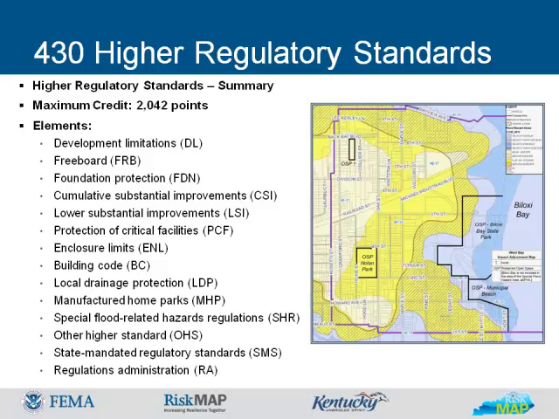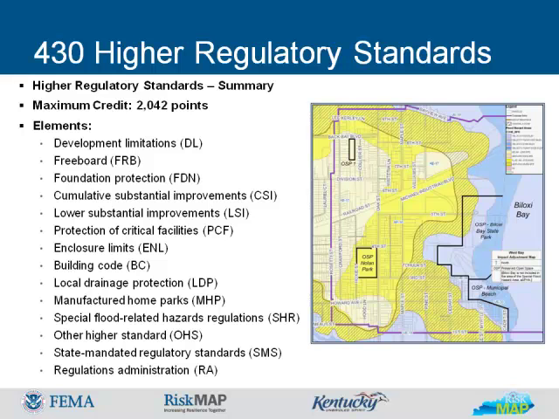For these reasons and the fact that local situations vary, many communities adopt development standards that are higher than or supplement the minimum NFIP criteria. Credits can be earned for development limitations that include prohibiting fill, buildings, and/or storage of materials in the special flood hazard area. Credits can also be earned for enacting a freeboard requirement. For engineered foundations to protect against differential settling as well as scour and erosion, foundation protection credits are available.